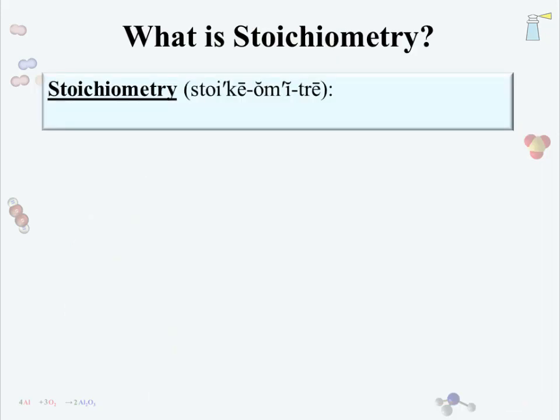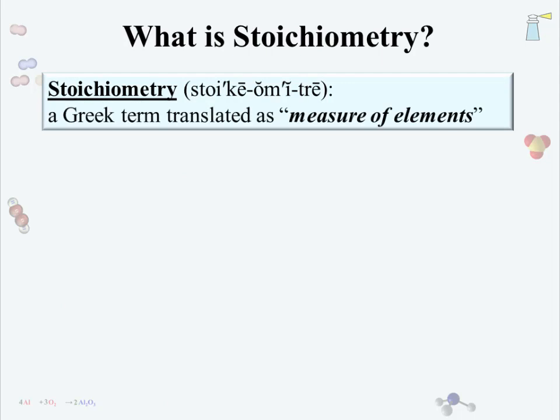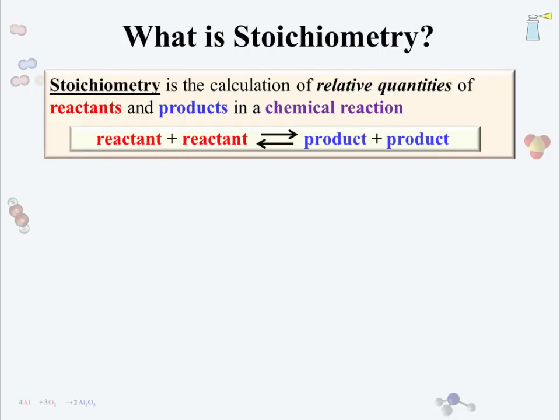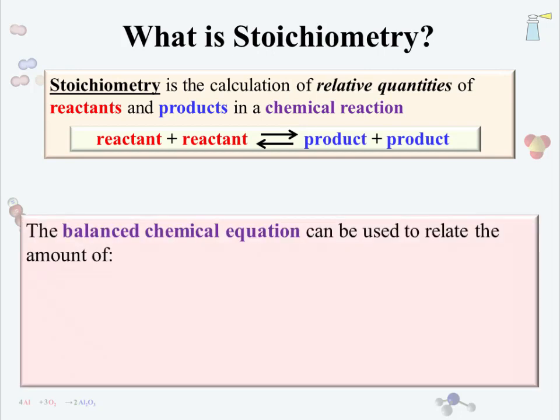So what does this unusual term stoichiometry really mean? It is a Greek term that translates somewhat as measure of elements. Its chemistry definition is the calculation of relative quantities of reactants and products in a chemical reaction. The balanced chemical equation is the necessary starting spot for determining relative quantities.